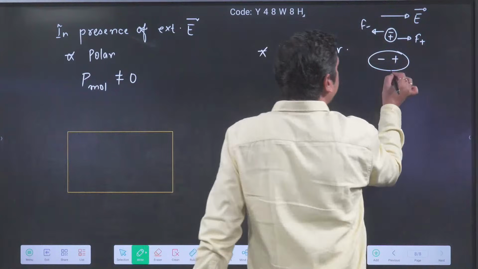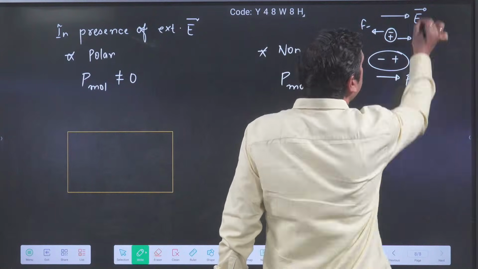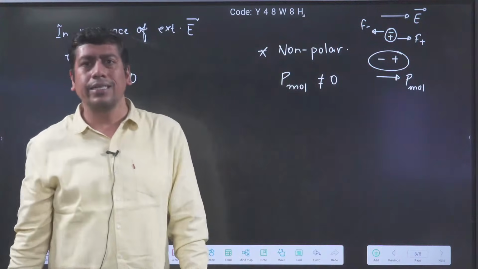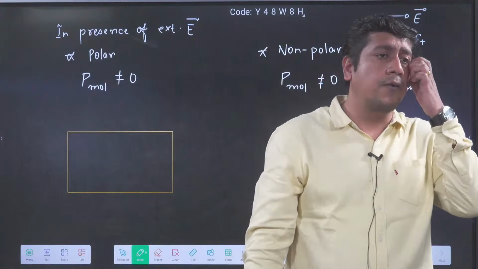Towards the right means it will develop a dipole moment in the same direction as the field. Remember it. It will develop a dipole moment in the same direction as the field. Okay?